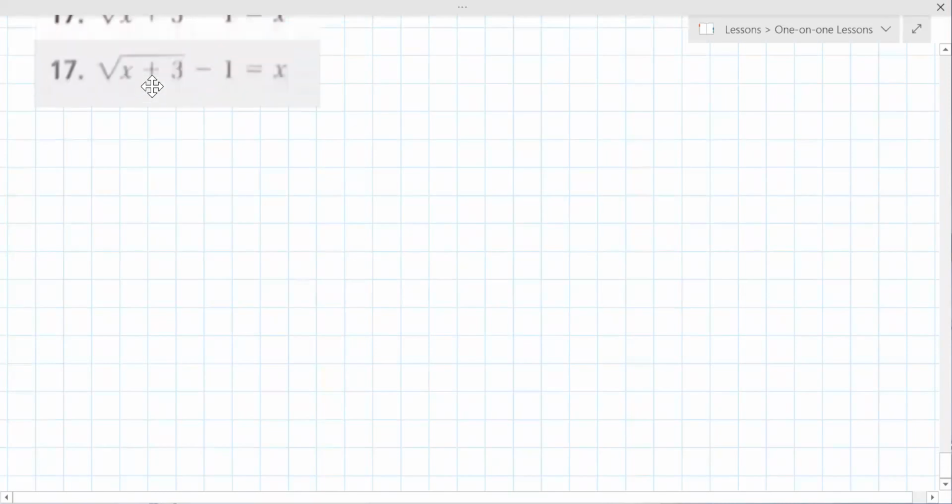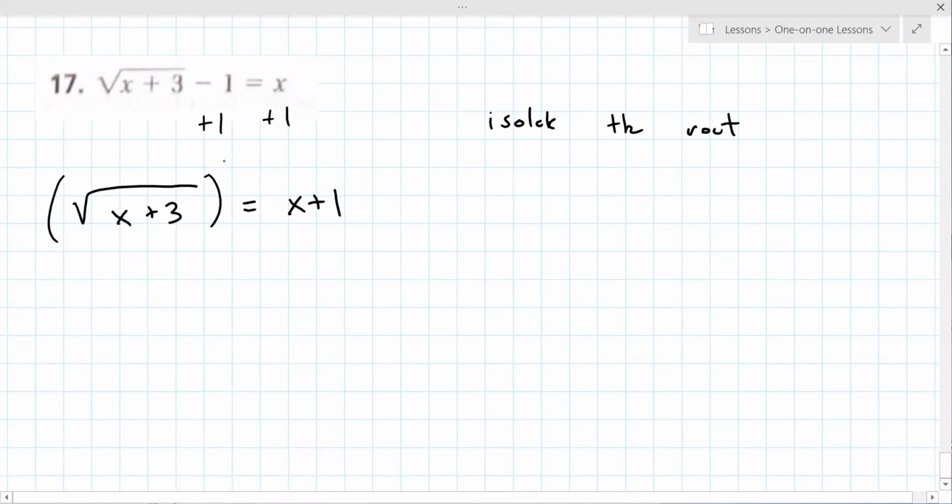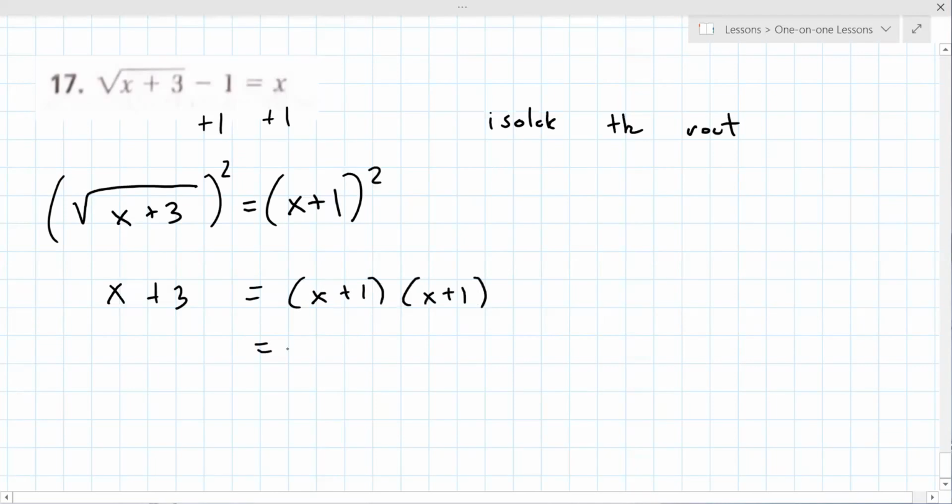Okay, so new question here. Before you square the left side, you've got to undo that +1. So you isolate the root, which means you have to undo stuff if there are things in the way. So you're going to square both sides. The left side becomes x plus 3 equals, and then you've got to FOIL the right. So that's x squared plus 2x plus 1.